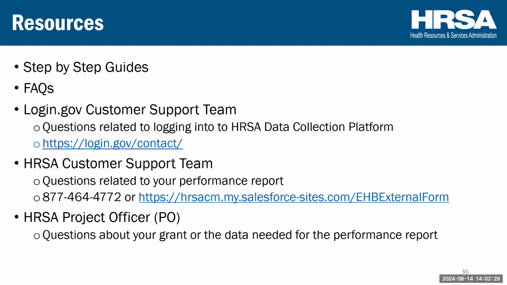We also have some helpful resources available for you. You can find step-by-step guides and fact sheets from the Help tab on the homepage that I showed you earlier. If you have any questions or issues logging into the system, please contact the login.gov customer support team. Or if you have questions related to your performance report, please contact the HRSA customer support team or your HRSA PO. You can also reach out to your PO for any questions about your grant or the data needed for the performance report.